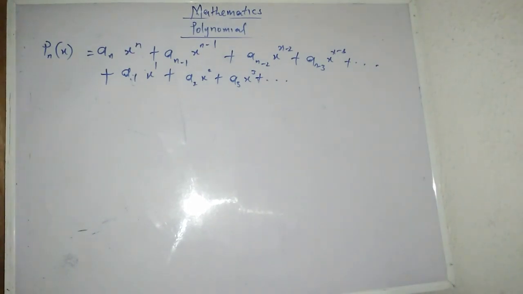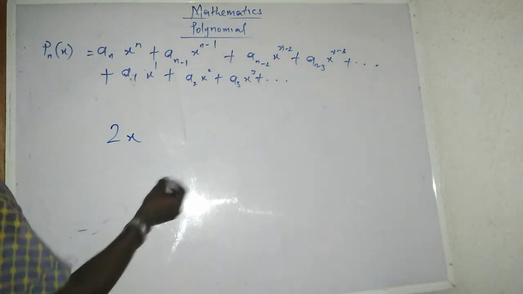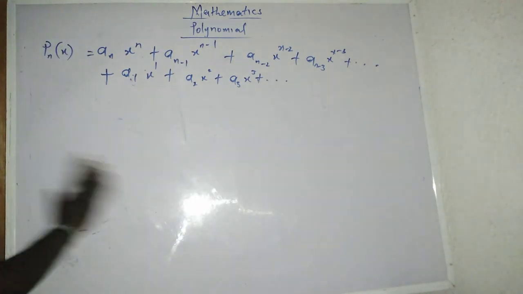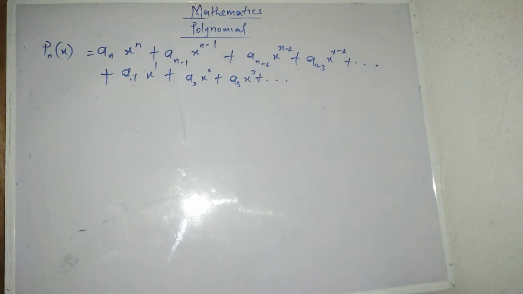Now, where a is our coefficient of x. The meaning of coefficient is, if I have 2x, it means the coefficient of x is 2. That is our a, while the x is the variable. That is our definition.